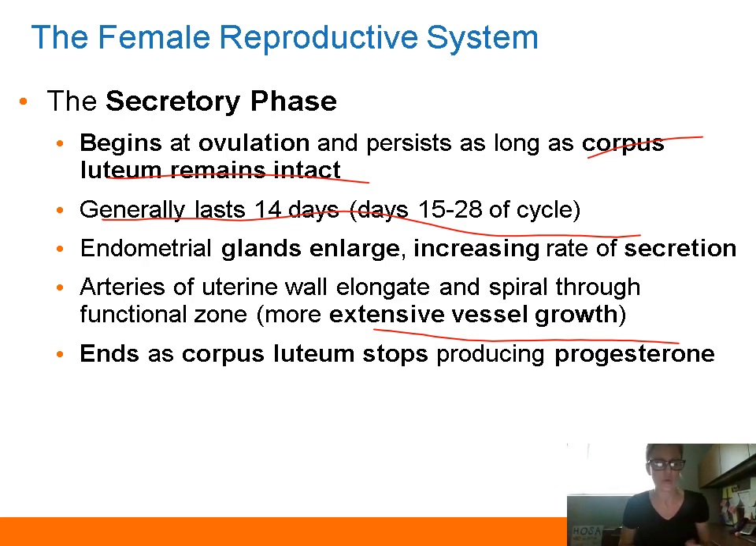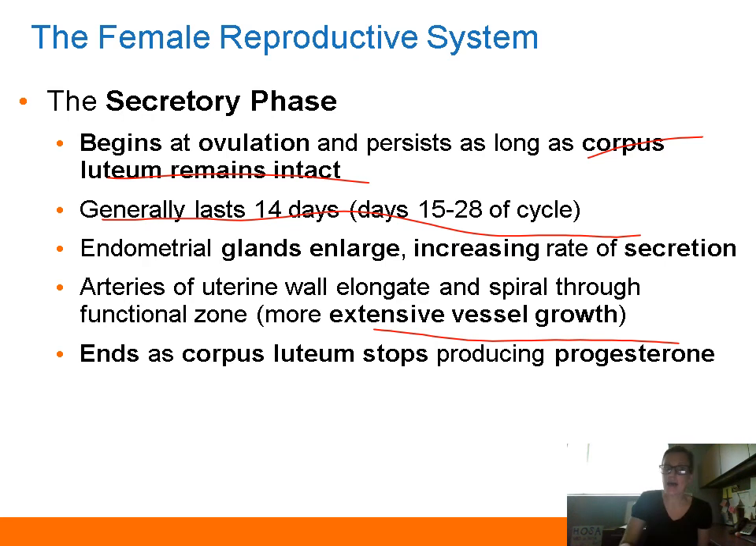This phase is highly focused on a bunch of vessels coming in the area, because if we have a fertilized egg, the baby is going to need a huge blood supply in the area. So the secretory phase in the uterus is essentially the uterus further preparing to accept and nourish an embryo. And this occurs as long as the corpus luteum is producing progesterone.